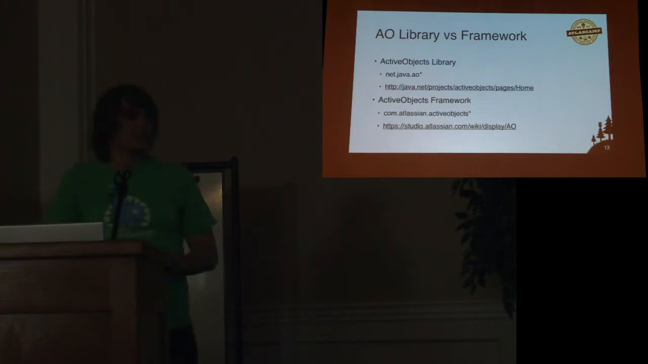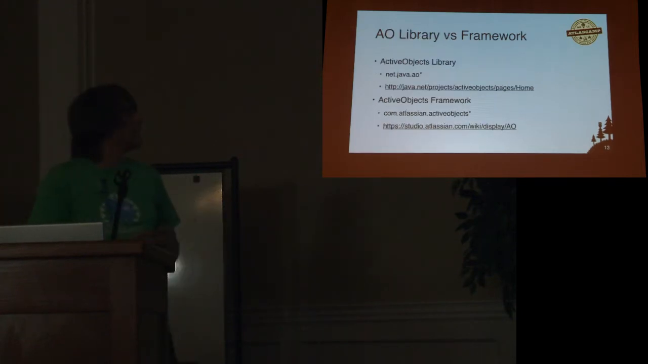An easy way to tell the difference between the two is that the ActiveObjects library uses the net.java.ao package. You can see that there's a link there. Don't write it down. I'll post it up on the wiki afterwards. And then the ActiveObjects framework has the com.atlassian.activeobjects package. Again, don't write that down.